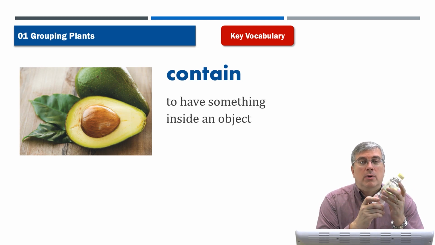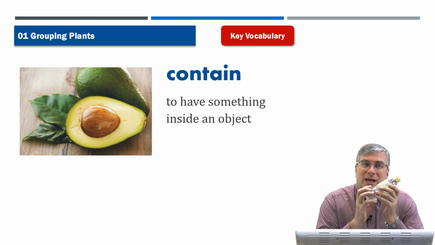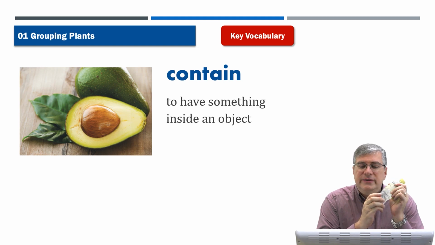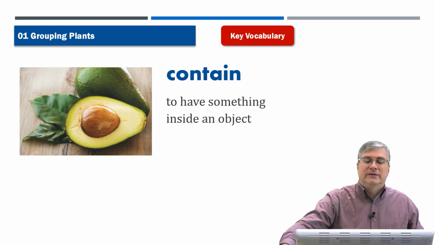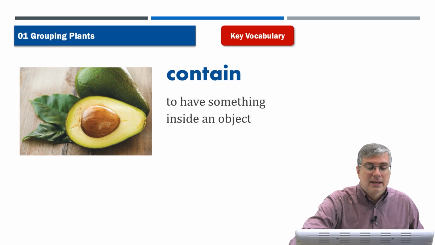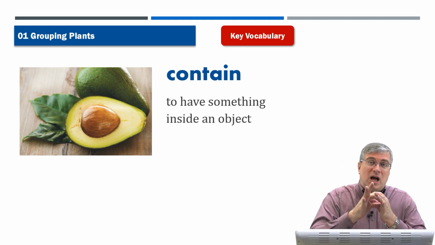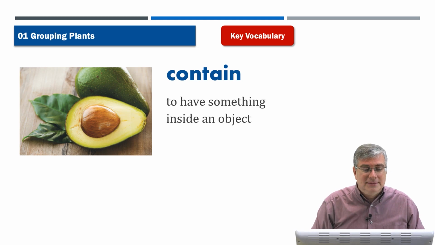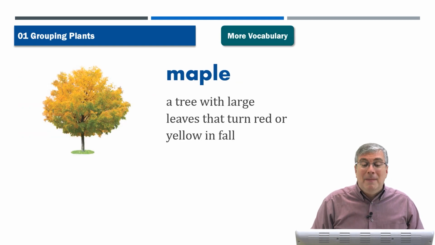I have a water bottle. It's a plastic water bottle. This plastic water bottle, what's inside it? Water. So the plastic bottle contains water. It's to have something inside of an object. Okay, that means to contain. So an avocado will contain a big avocado seed. Okay, avocados are good for making guacamole, by the way. Okay, good. Anyway, contain. Maple.